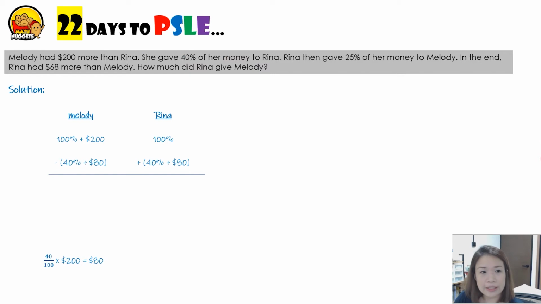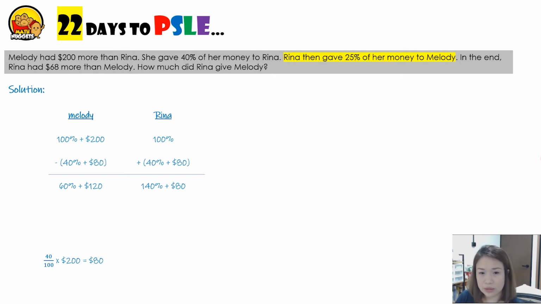So I'm going to draw a line and I'm going to tally what they have after this step. Melody would be left with 60% and $120. And as for Rena, she would have 140% plus $80. Next step. Now Rena is going to give 25% of her money back to Melody.